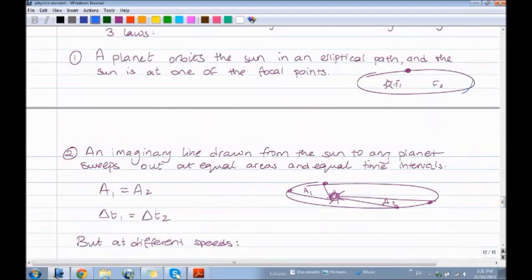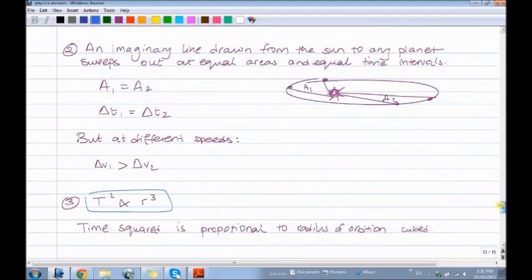First of all, a planet orbits the sun in an elliptical path, and the sun is at one of the focal points. Now, the second law states that an imaginary line drawn from the sun to any planet sweeps out equal areas in equal time intervals. So A1 equals A2, delta t equals the second t, but at different speeds.